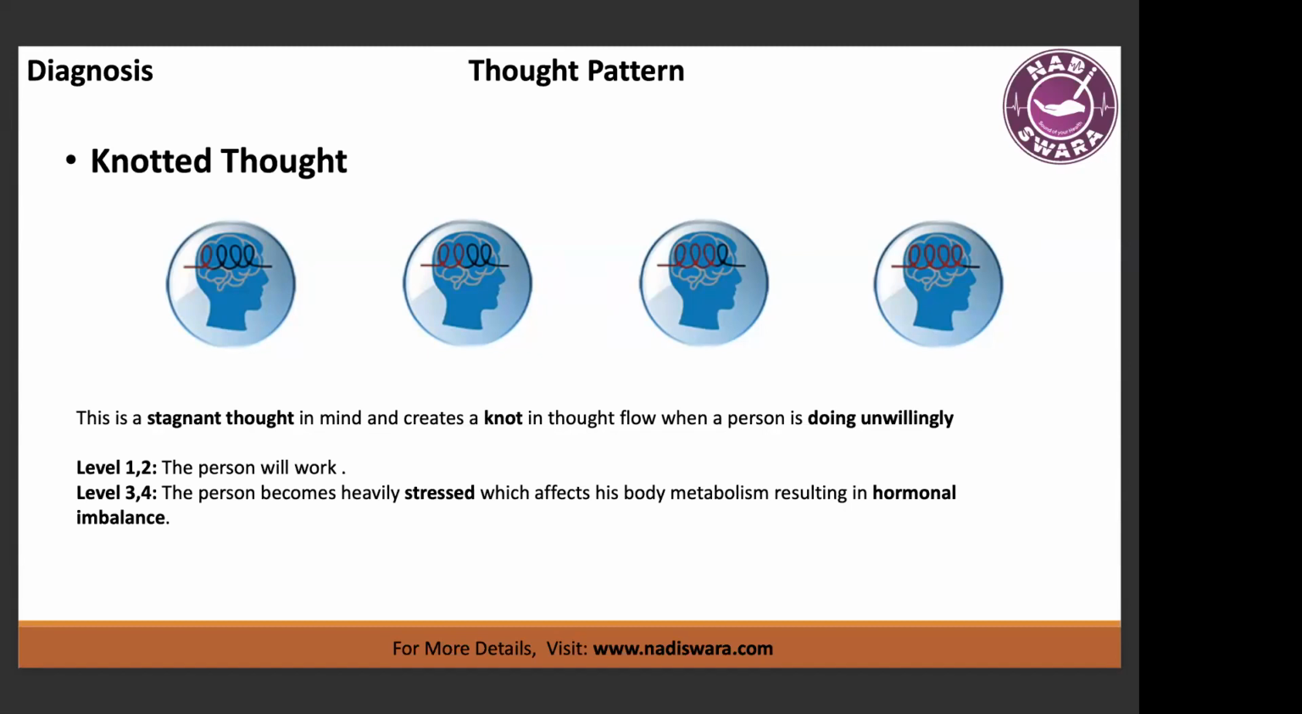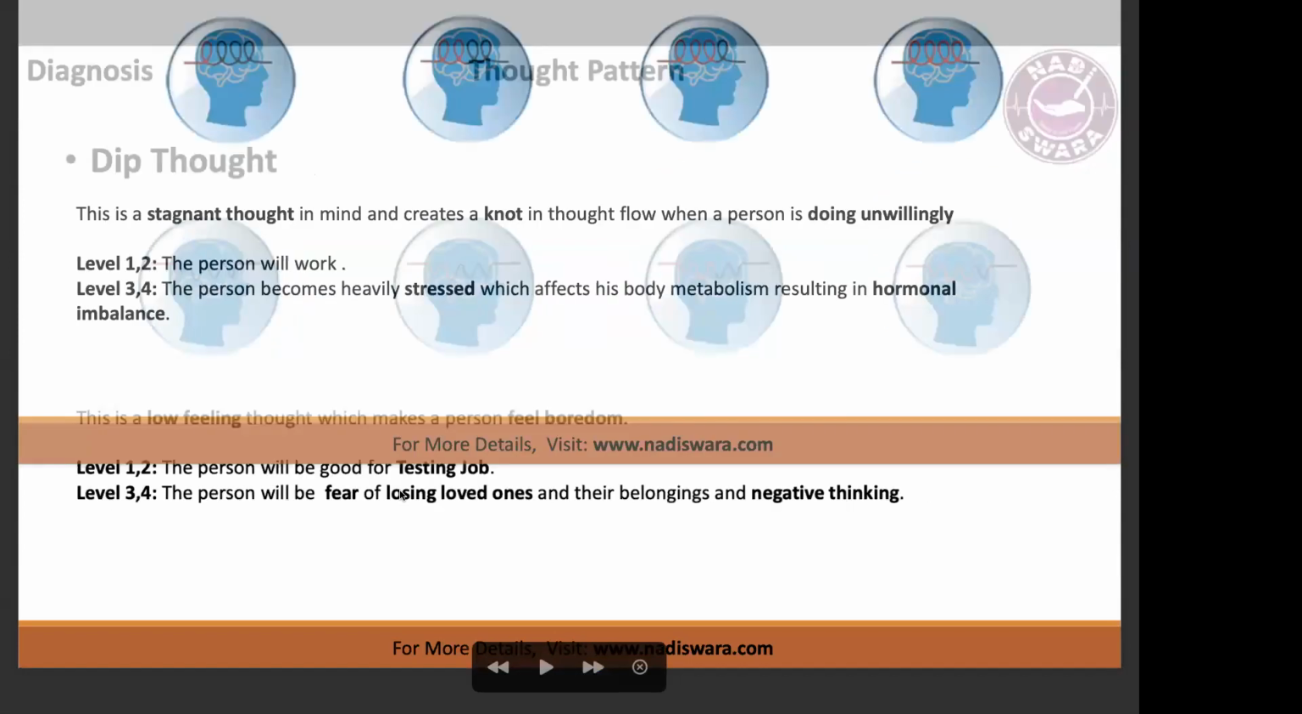So this leads to many imbalances in the body, because stress is the root cause of many other diseases. That will imbalance the entire metabolism of the body. So when a knotted thought comes at the first and second level, we appreciate the people because they are with fire. But if that same element is imbalanced, it creates stress and tension.